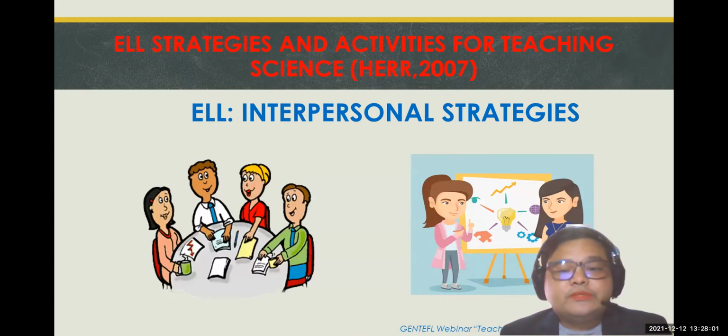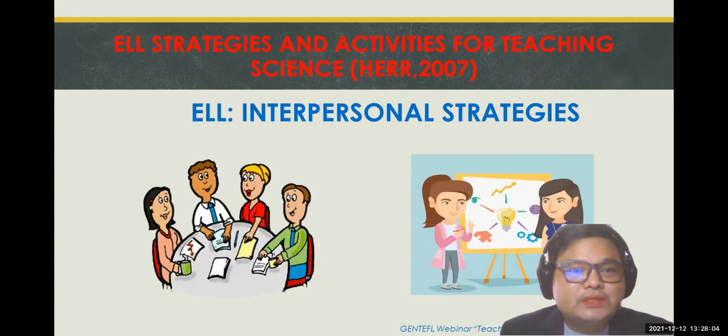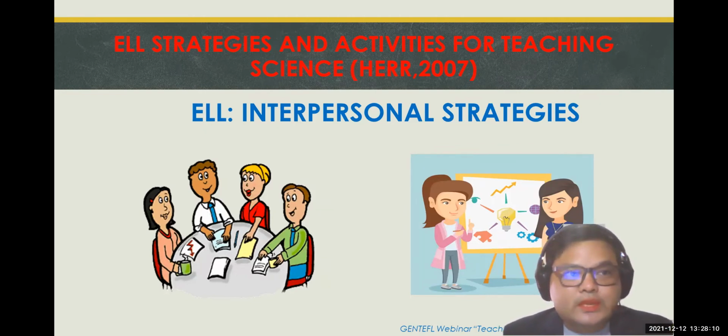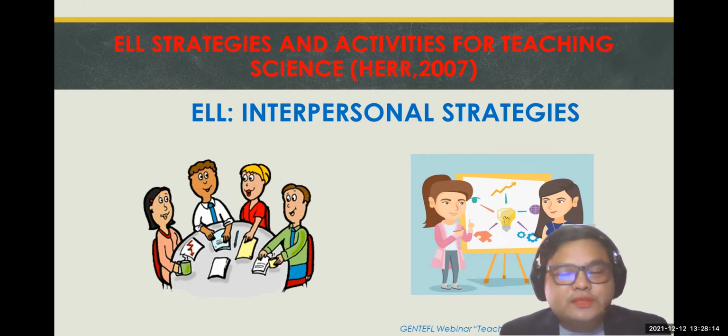Then the interpersonal strategies. Let the students collaborate with each other. Let them give their ideas on the specific topic, then collaborate with their classmates and present it in front of the class.